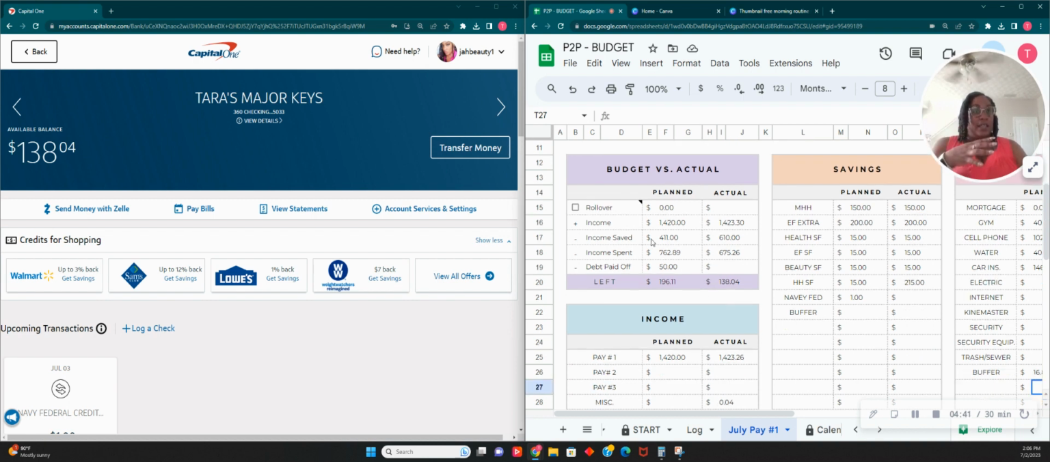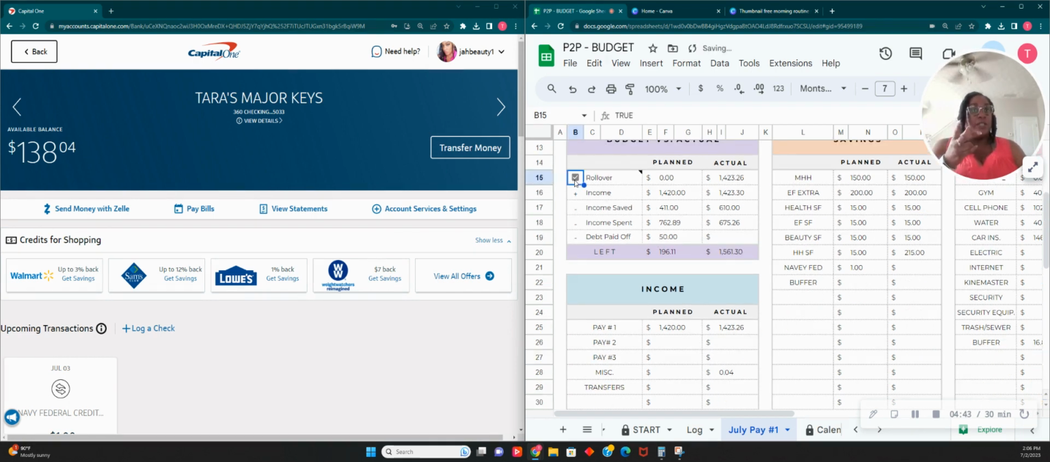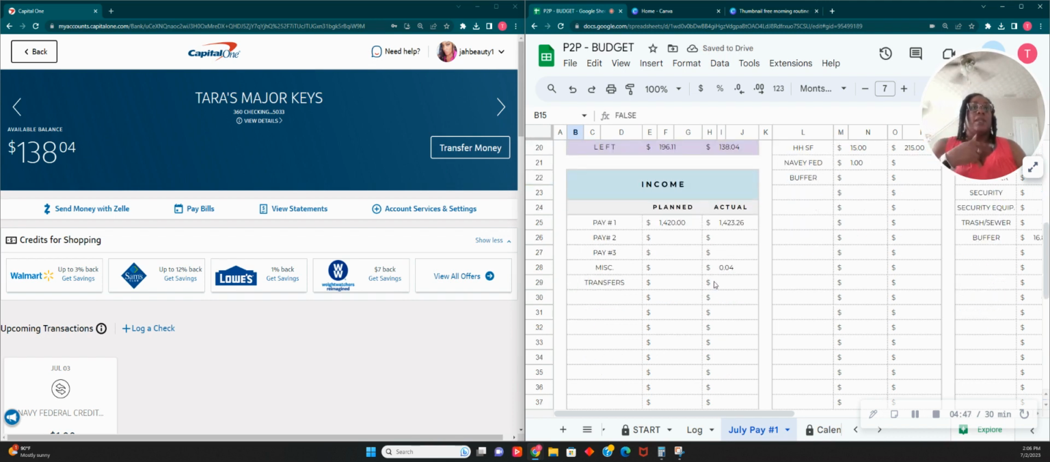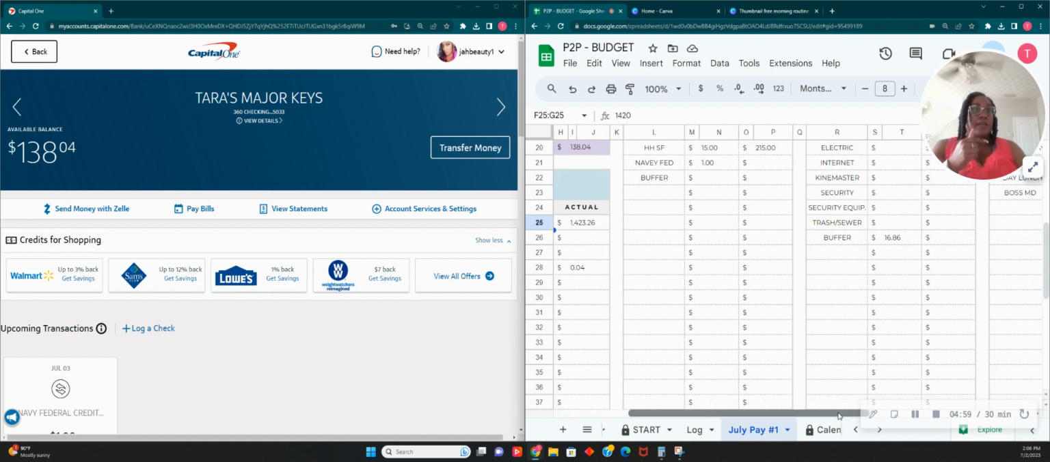You didn't fill anything up here, and if you had a rollover, you could click that and do a rollover, but I don't have a rollover amount, so I'm not clicking that. Then what happens is you can fill in anything in the plan section, but you don't fill anything in the actual. So what I planned for was 420, and my actual is 1426, and we'll go over that in a moment.